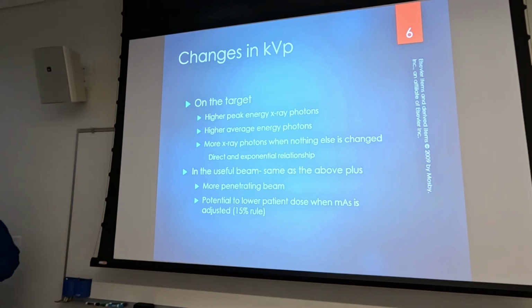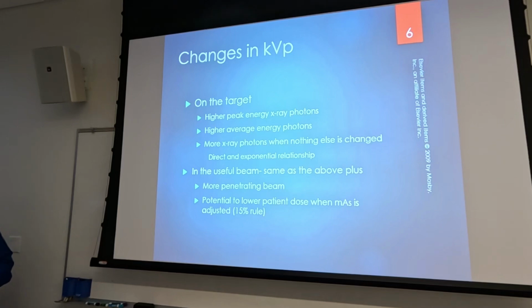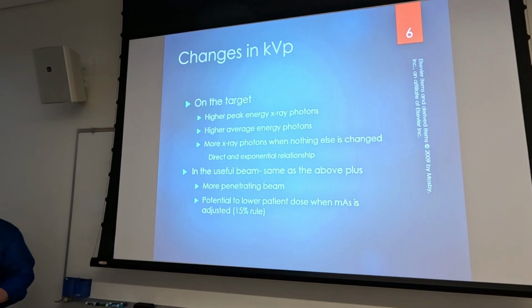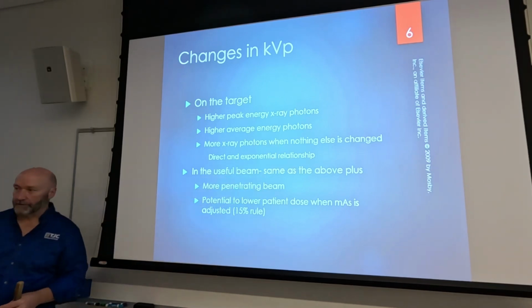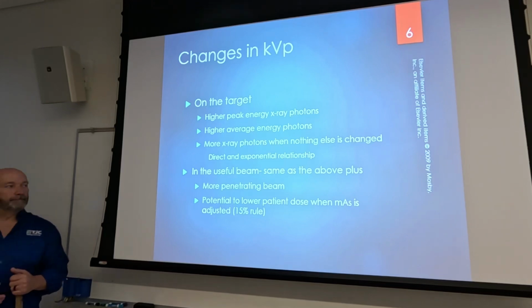So changes in kVp. On the target, we get higher peak energy X-ray photons, higher average energy photons, more X-ray photons when nothing else has changed. So if you don't change your mass, you don't change your distance, then you're going to have an increase in exposure. And it's a direct and exponential relationship. Right? That meaning a 15% change doubles the image receptor exposure. You double your kVp, and your image receptor exposure is going to go up by a lot, exponential, right?